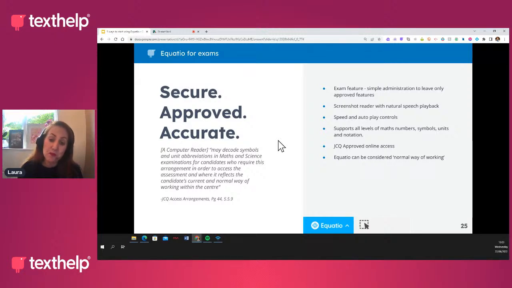Equatio has many features which Sammy has skillfully gone through. What you do then is you remove the majority of those features during an exam and you leave just on the screenshot reader, which Sammy did actually show. So that is where you draw the box around, I keep on saying text, I'm so used to talking about reading, right? You draw the box around the math or the science and you can hear it aloud as well. So just to go over that, Equatio is an approved JCQ exam reader, computer reader. It's available for students who have access arrangements and it does need to be their normal way of working.